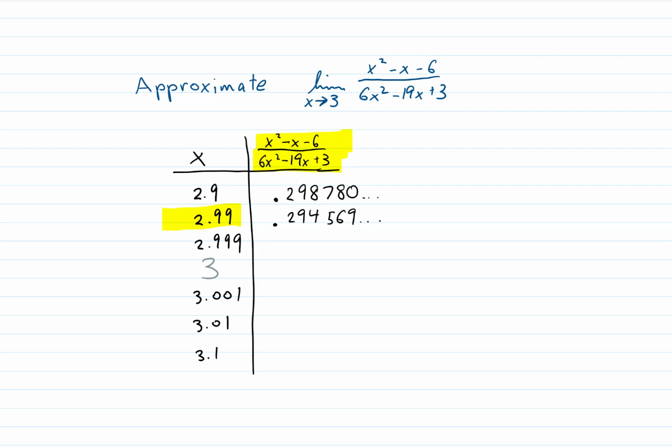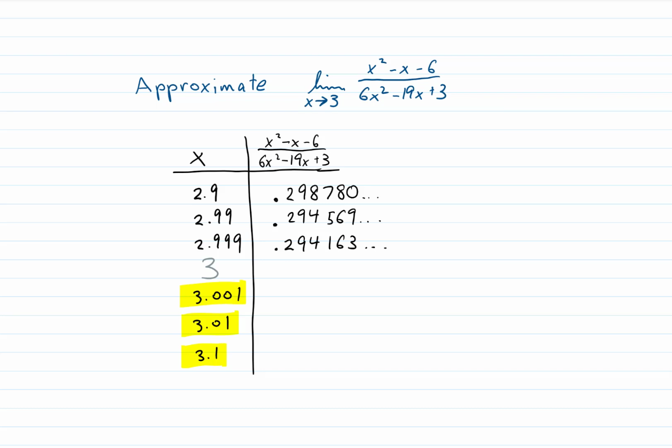Okay. Now the next one, 2.999, plug it into there, and you should get something like this, 0.294163. And I'll cut it off there. And now let's do these 3. And I'll just write down what you get for those 3.